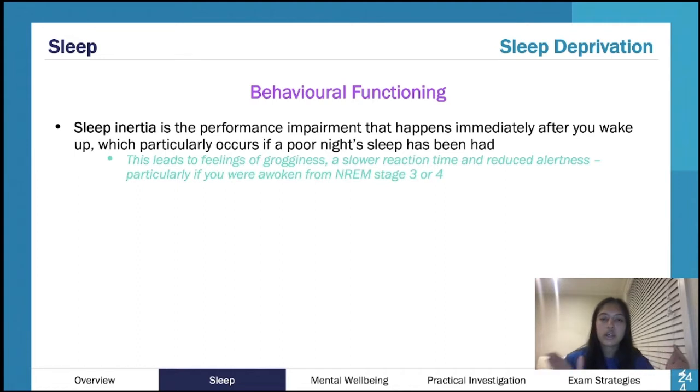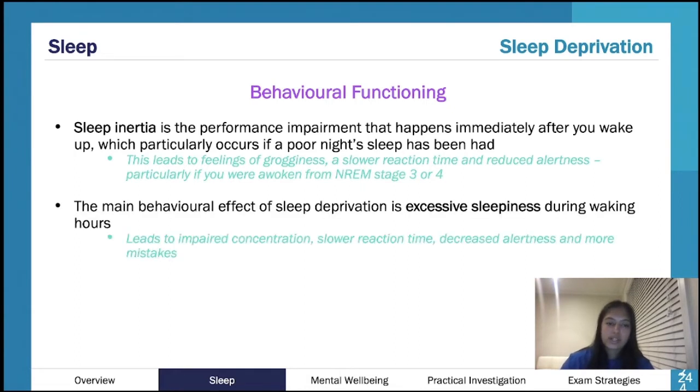And often, when you wake up naturally, you exit out of REM sleep. If you wake up with an alarm, or a little bit earlier than your sleep cycle is completed, you might wake up in the middle of your deep sleep, your NREM 3 and 4, and this sort of sleep inertia is likely to be a bit more prominent because you're in that stage of deep sleep. So feelings of grogginess, slower reaction time, reduced alertness, those are the things you're wanting to think of there.